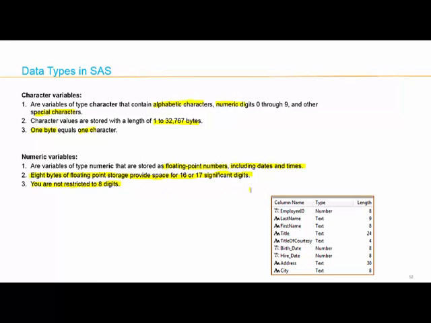Here one example is shown: we have a data set called employees, where you have information about the employees like employee ID, first name, last name, title, title of courtesy, birth date, hire date, city and address. The type is nothing but your data type: number is your numeric variable, text is your character variable, and this is the length which has been assigned for these variables.